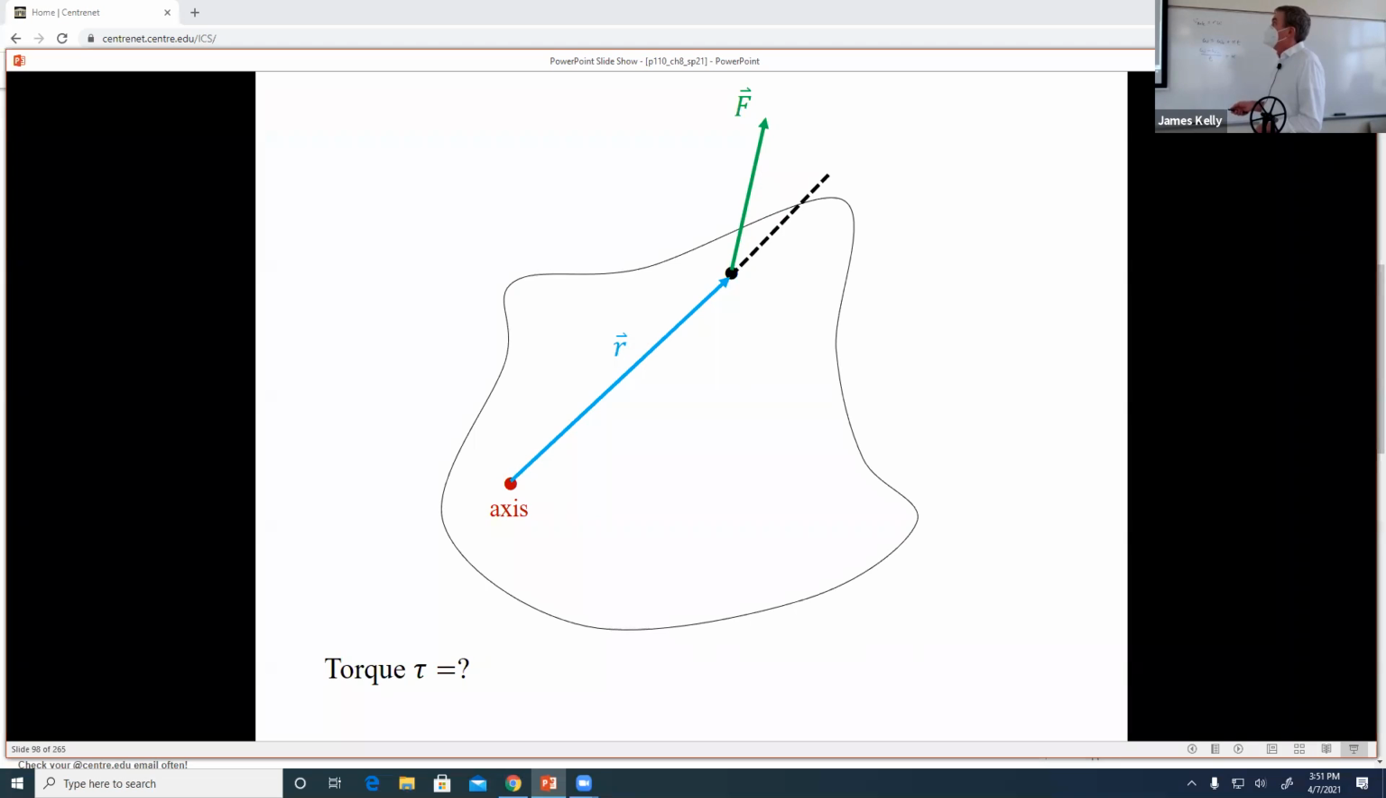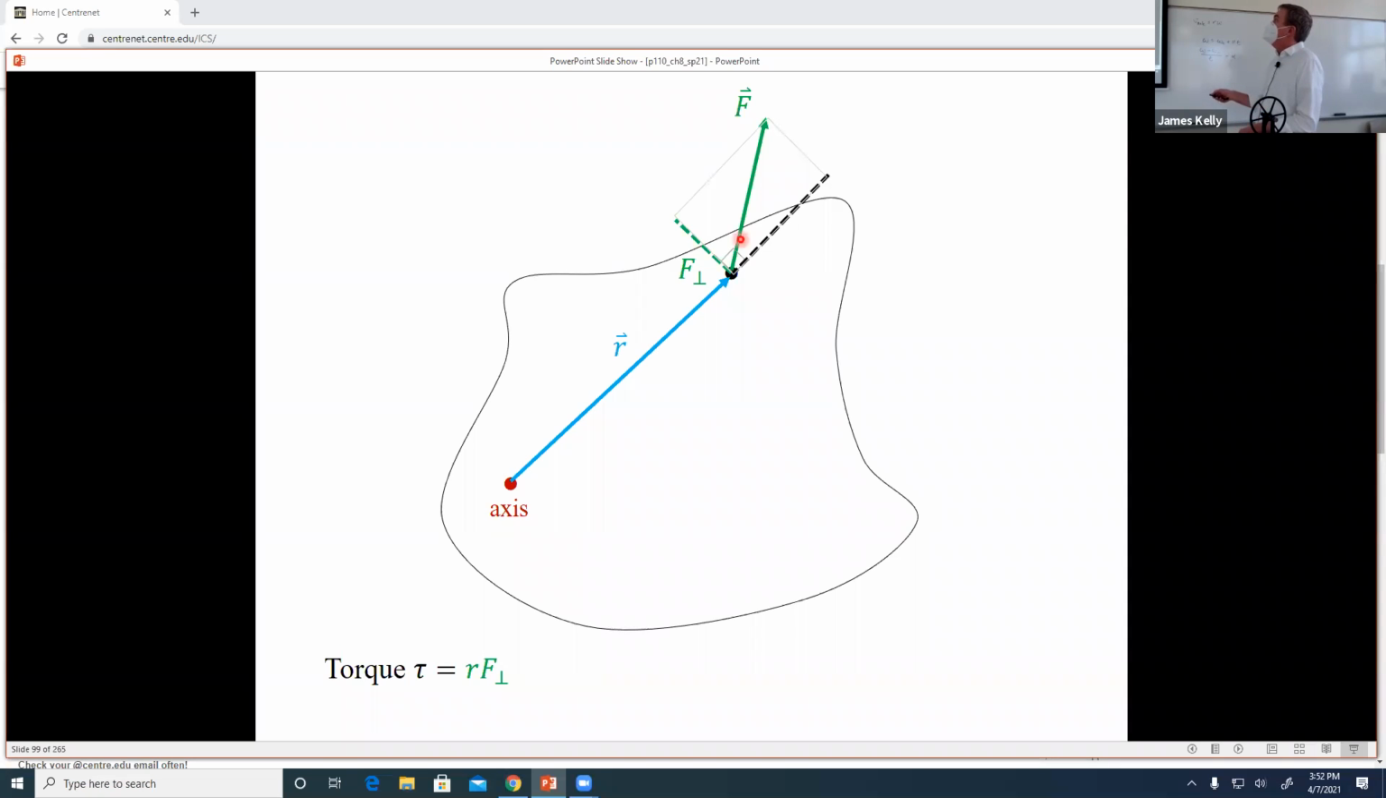And I'm going to construct some different ways of calculating the torque. We'll actually do it three different ways. Let's continue the line along R past the point at which the force is being applied. And what I'm going to do is take the component of the force that's perpendicular to that line that includes R, right? So I go along R, take the component of the force that's perpendicular to it. I'm going to call that F perpendicular.